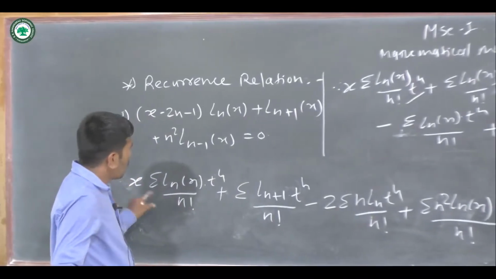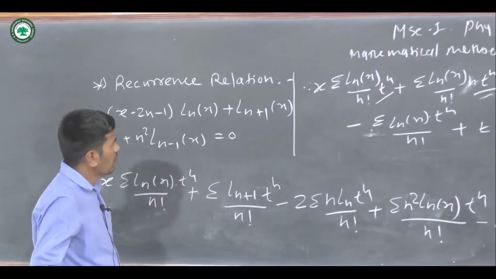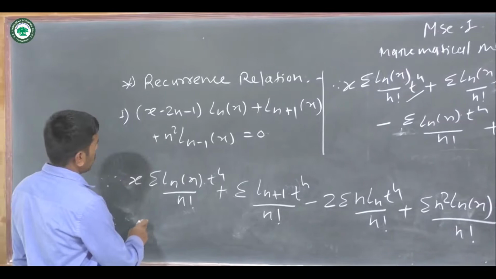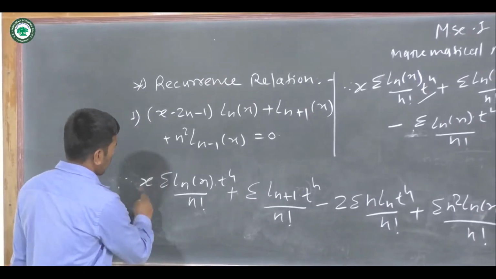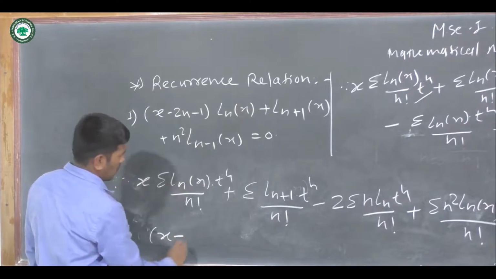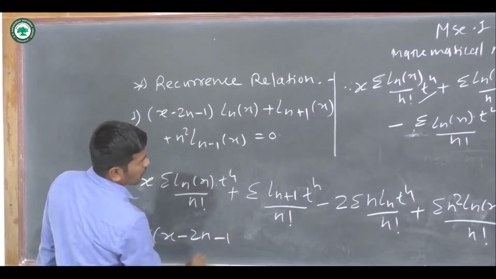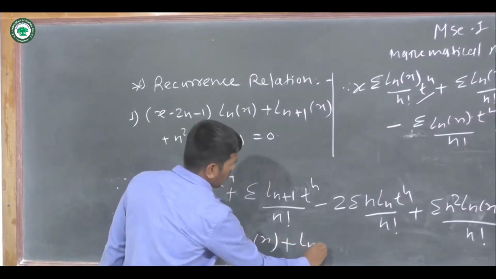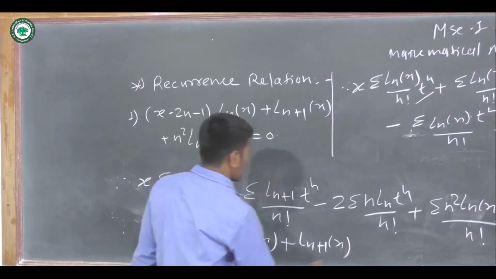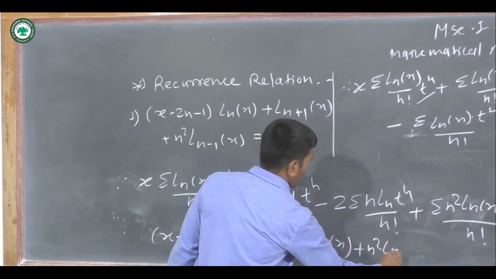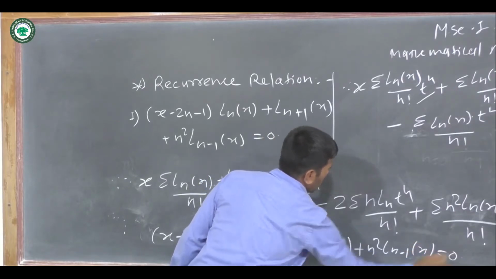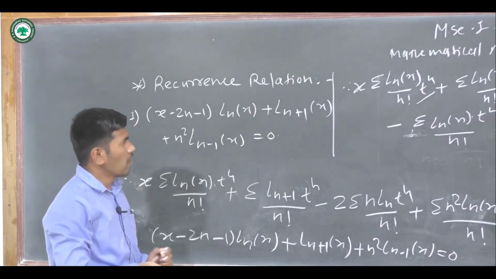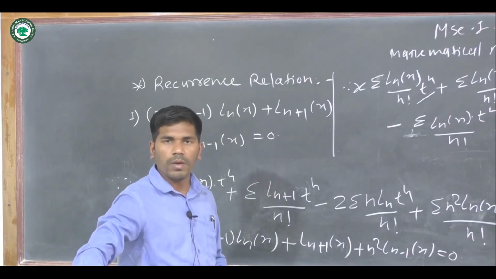Now I am going to equate the coefficient of t^n by n!. If I equate it to 0, then we get this relation: x minus 2n minus 1 into L_n(x) plus L_(n+1)(x), and plus n square L_(n-1)(x) is equal to 0. So this is the recursion relation of these Laguerre functions. Okay, we will stop here. We'll discuss in the next lecture.